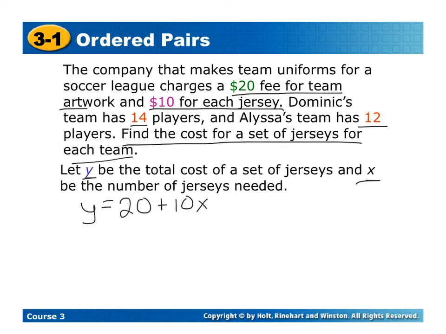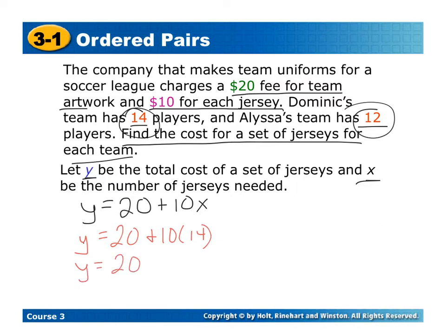And now, because we have an equation, I can go ahead and substitute in the number of jerseys that we would need. So for Dominic's, we would put in 14. So we'd have y equals 20 plus 10 times 14. So y would equal 20 plus 140, giving us a total cost of $160. So now why don't you go ahead and pause the video and see if you can find Alyssa's team charge on your own.